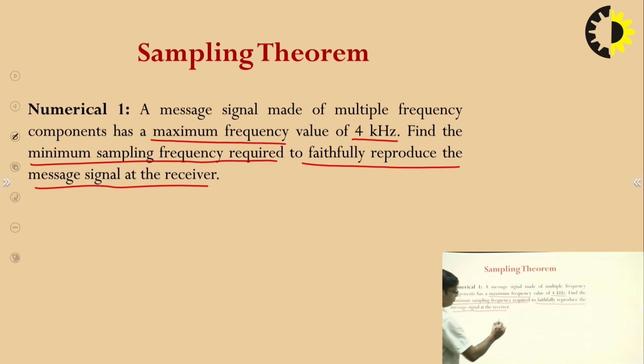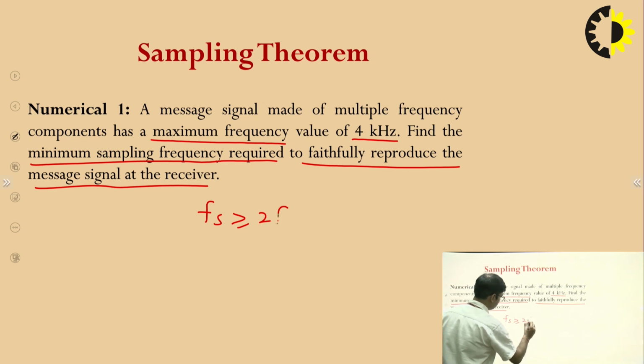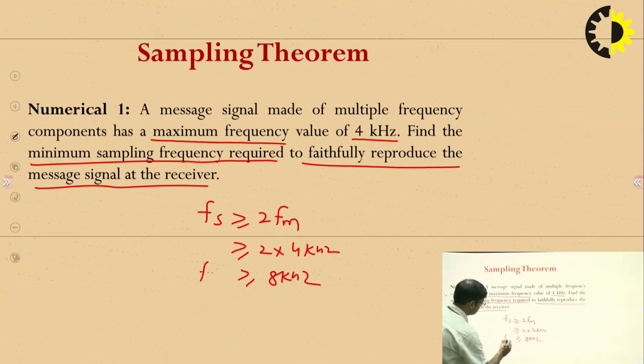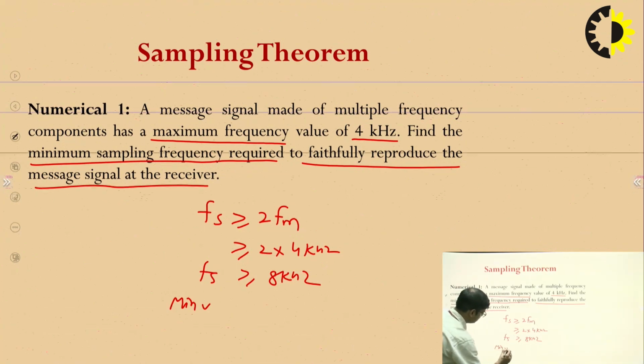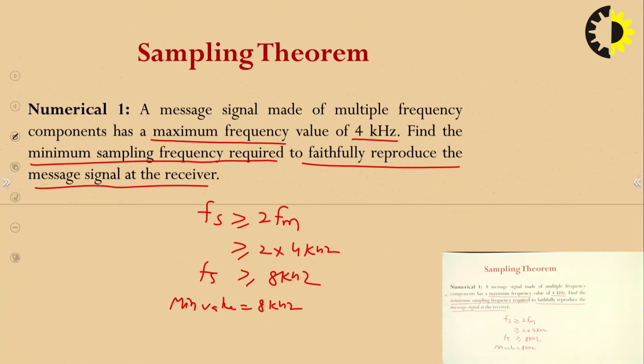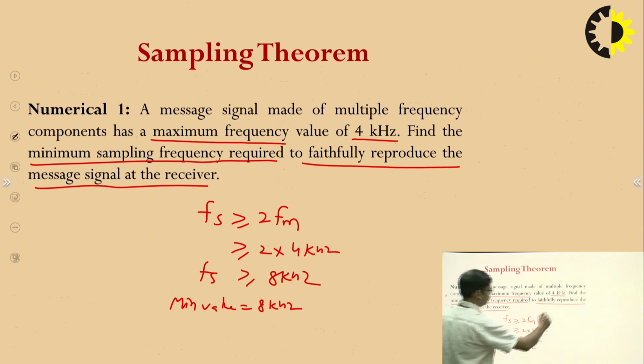Now, we know that fs is greater than or equal to 2 fM. So, it will be equal to 2 into 4 kHz. So, it must be greater than or equal to 8 kHz. So, the minimum value is 8 kHz. So, that is the minimum sampling rate that is required for it to be faithfully reproduced at the receiver.